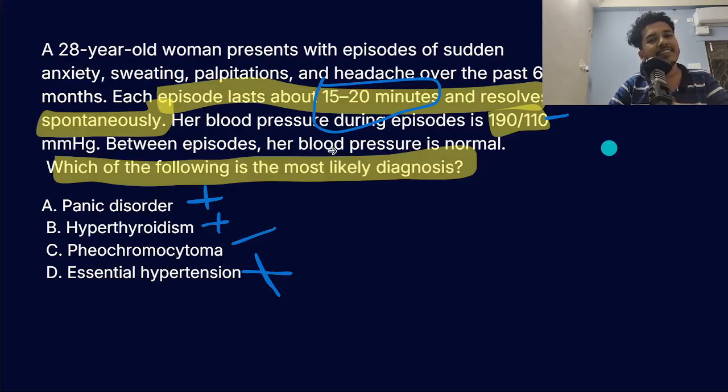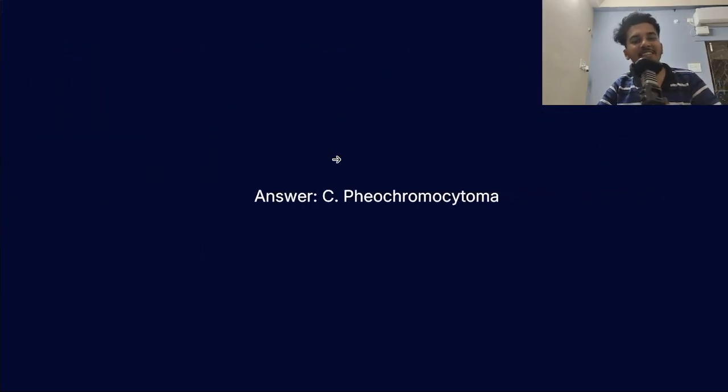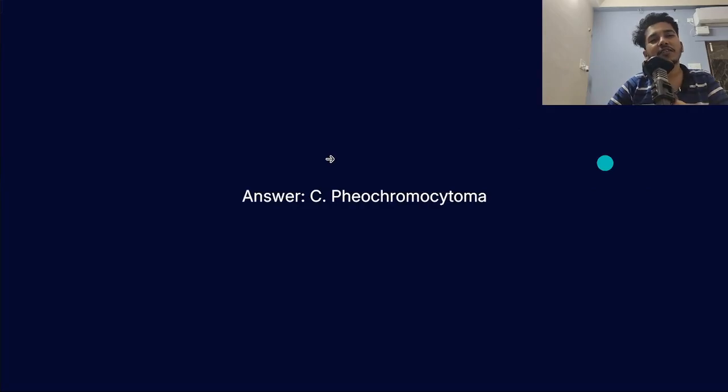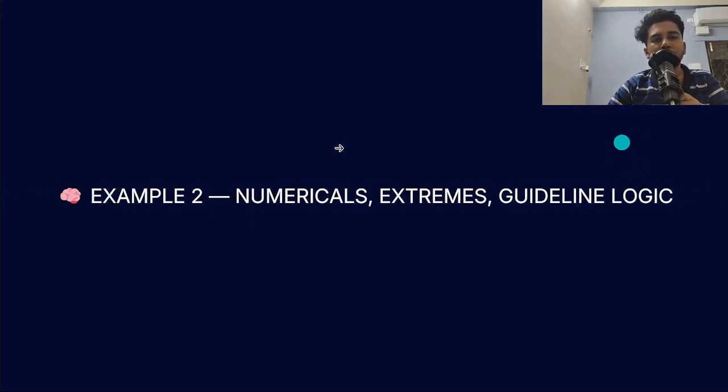I say that as I already know what the correct answer is, because I prepared the presentation. Yeah, yippee! We are right. Option C, pheochromocytoma, is the correct one. Moving on to the next one, example number 2: numericals, extremes, and guideline logic.